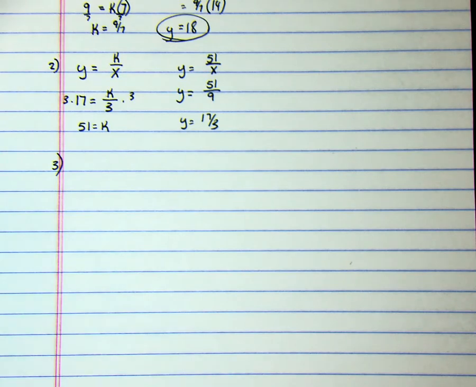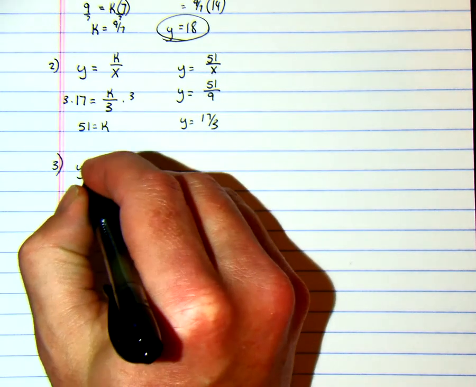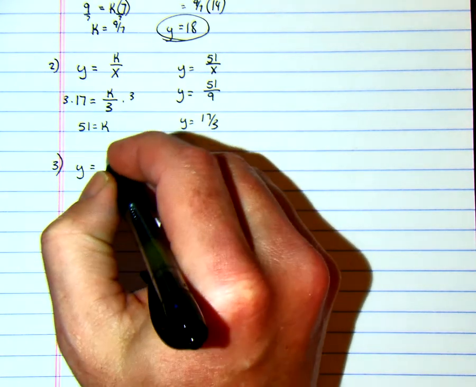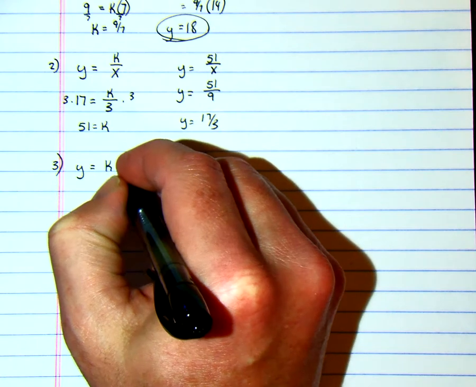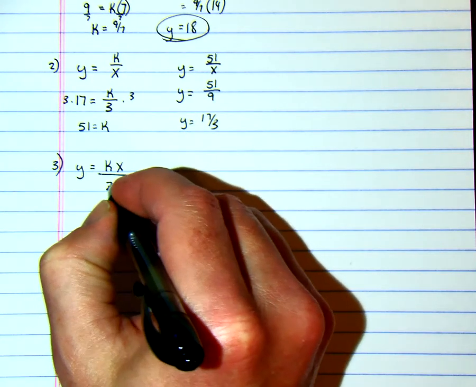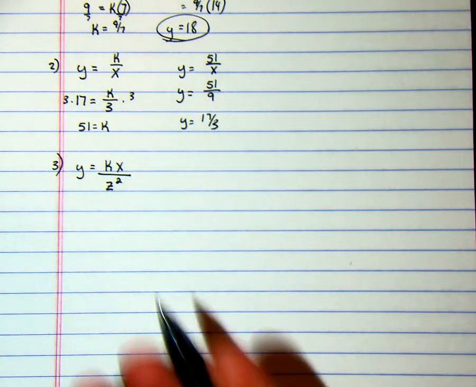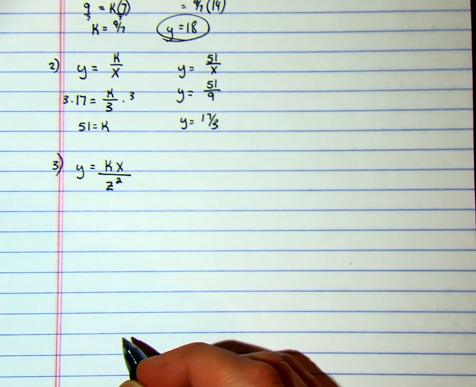Number 3, it is just reading the equation, writing it down, and then substituting and solving. So it says y varies directly as x and inversely as the square of z. Okay, so there it is. We did the first 1, 2, 3, 4, 5, 6, 7, 8, 9, 10, 11, 12. The first 12 words gave me my equation that we're going to work with here.